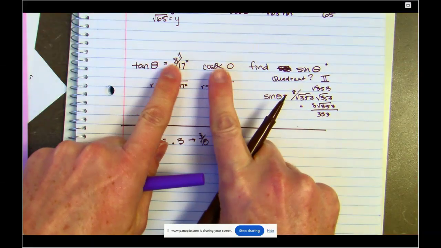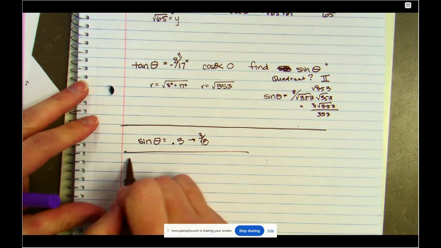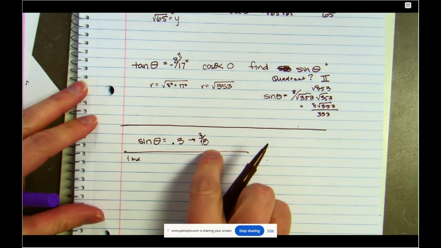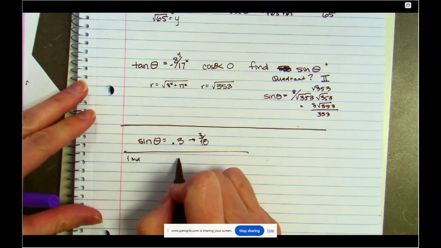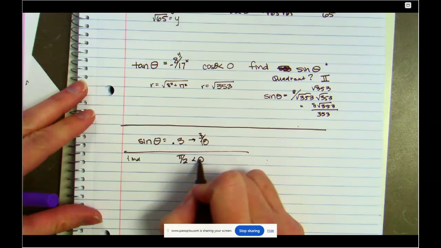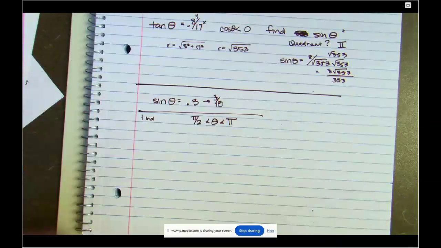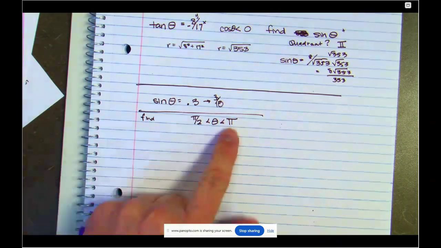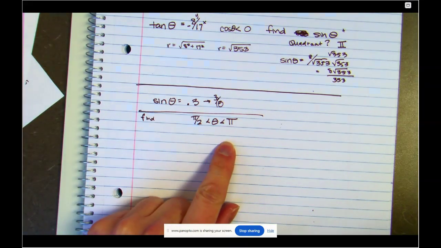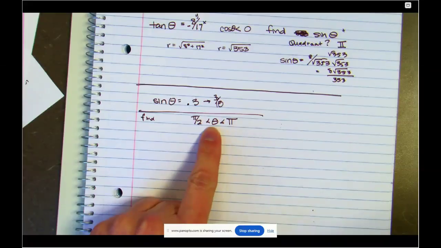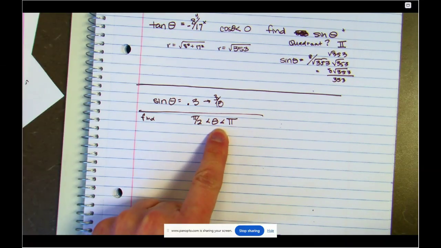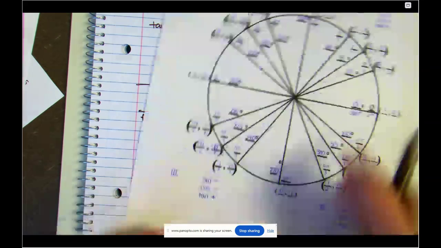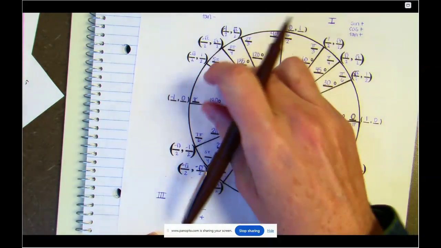The other thing you'll have is actually easier. People don't like it, but it's easier than this. It might say something like, hey, find sine of theta, which is 0.3, and then it will just give you this weirdo inequality. What this is telling you is actually what quadrant it's in. It's greater than 90 and less than 180, less than pi. So what quadrant? Quadrant 2, you're correct. So quadrant 2 goes from pi over 2 to pi. So you know what quadrant it is.